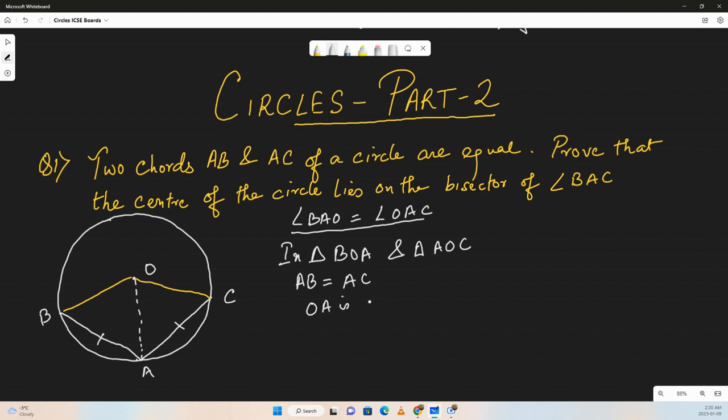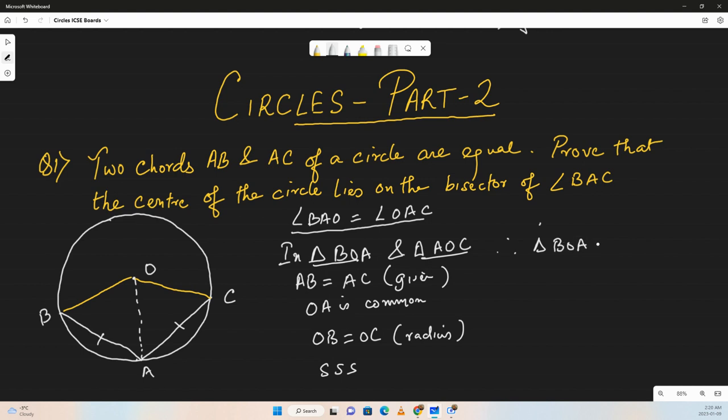OA is common, and OB equals OC, right? Why? That is the radius. And AB equals AC, why? That is given. So we get side, side, side. So these two triangles are basically congruent triangles, right? So all sides and all angles are equal. So if they are congruent triangles, then let me write it down. Therefore, triangle BOA is congruent to triangle AOC, right?